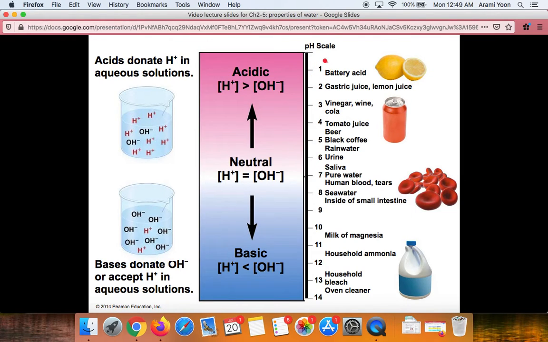Over here, this is a pH of 1. So what that means is the hydrogen ion concentration is 10 to the negative 1. In other words, out of every 10 molecules in a solution, one of them will be a hydrogen ion. Another way of saying that is 10% of the molecules in a solution of battery acid is going to be hydrogen ions. So the higher the hydrogen ion concentration, the lower the pH.